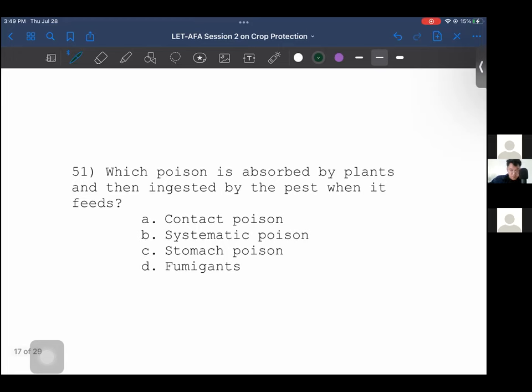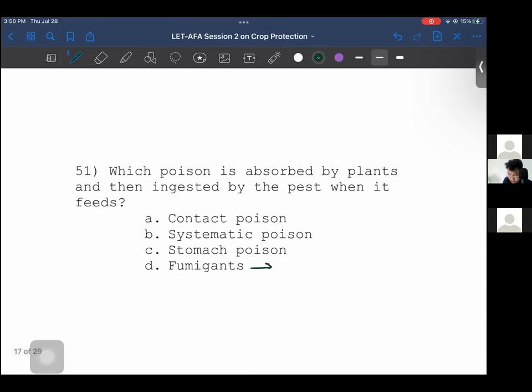Number 51. Which poison is absorbed by plants and then ingested by the pest when it feeds? So here, we have different types. We can eliminate actually muna. Ayan. So ang fumigants is for fungi, spray to actually fungi and bacteria and other pests, a general term. Stomach poison, this is not applicable, feel ko pang gulo lang talaga yan. So we can go with either A, contact poison, or letter B, systematic poison.